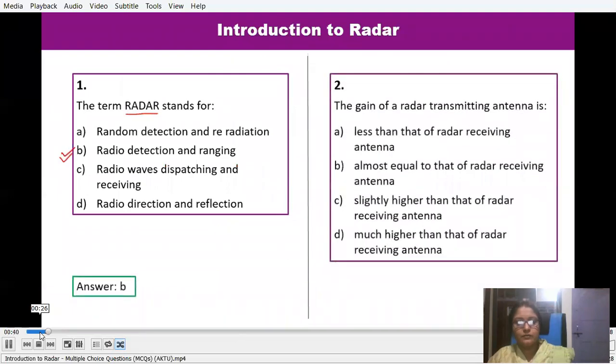Question number 2: the gain of radar transmitting antenna is. 4 options have been given: less than that of receiving antenna, almost equal to the receiving antenna. Here the gain of transmitting and receiving antennas have been compared, and what is the relationship? So you must know that the gain of transmitting antenna must always be higher than the receiving antenna, because what is our requirement? To transmit as much of the signal as required. So it must be high. D is the correct answer.